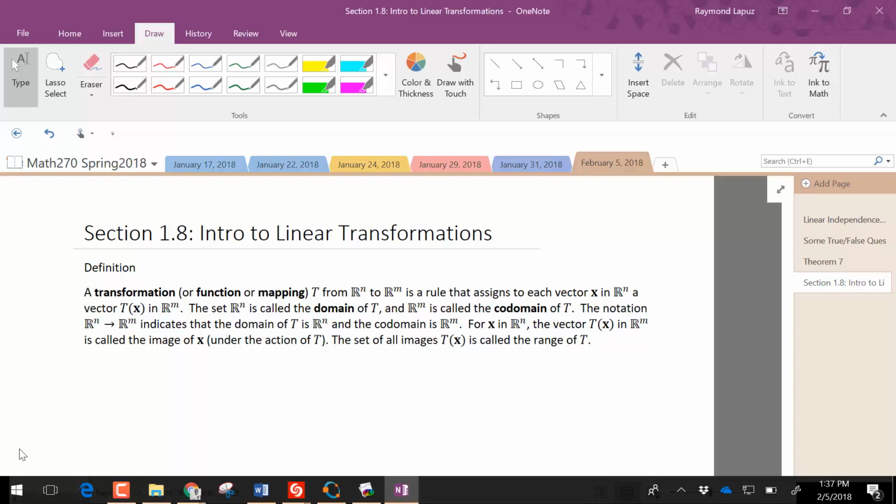Like the squaring function, x squared: you put in 1, you get 1. You put in 2, you get 4. You put in -3, you get 9. So you get this input-output business. Now, a transformation or a mapping can go from any dimension to any other dimension. So we're not restricted to R to R, but can go from any vector space to another vector space.